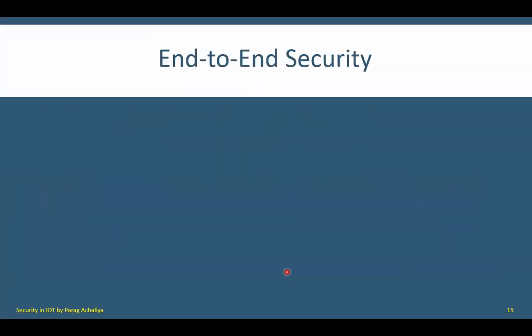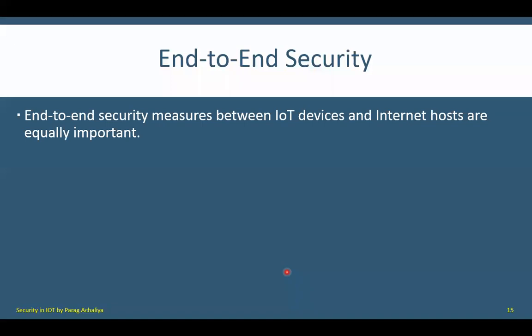The next is your end-to-end security. The name itself suggests that the security must be provided from one end to another end. End-to-end security measures between IoT devices and internet host are equally important. Whenever there are some IoT devices and there is internet, end-to-end security must be implemented for those devices as well as for the network.